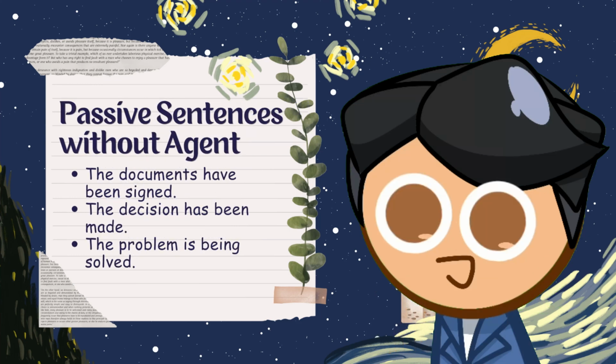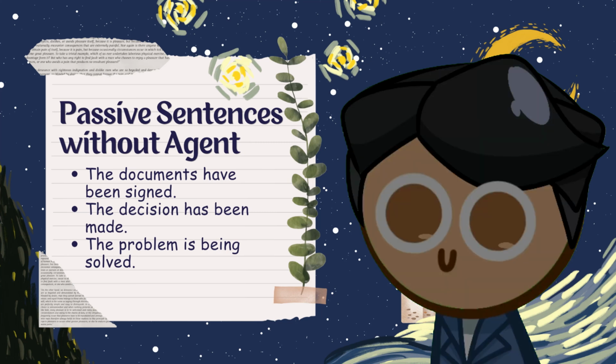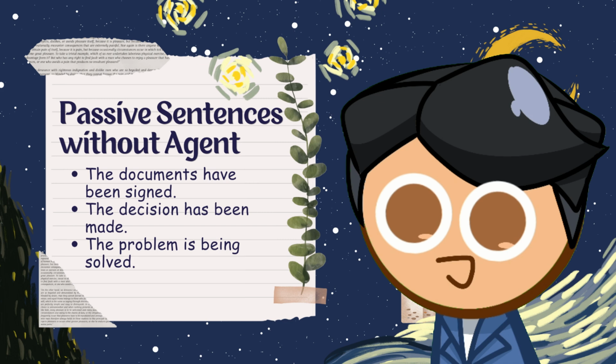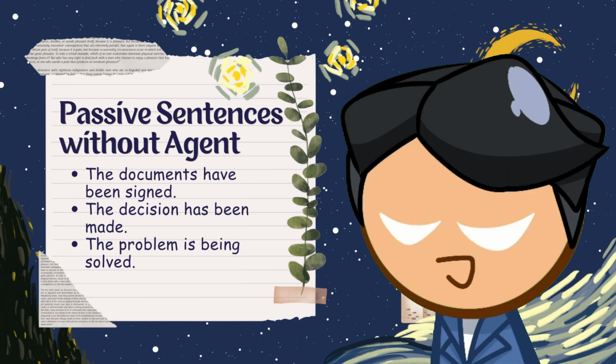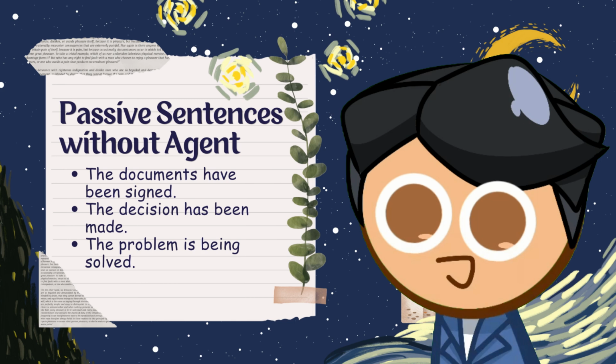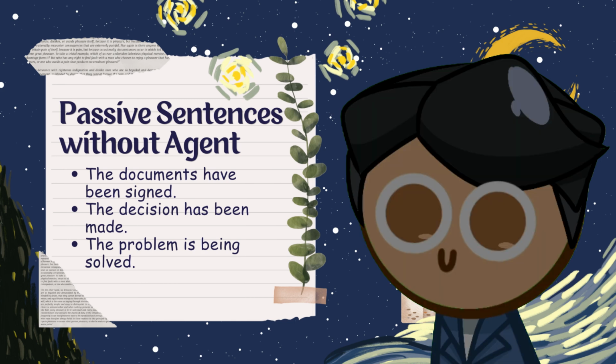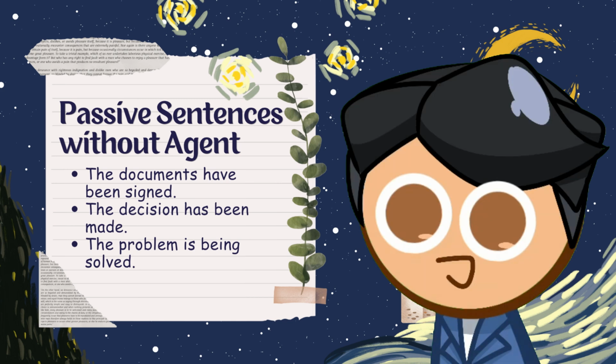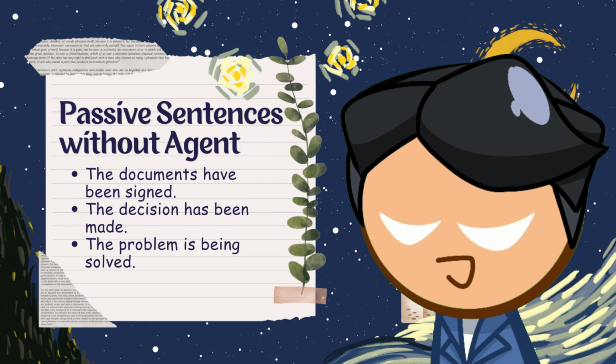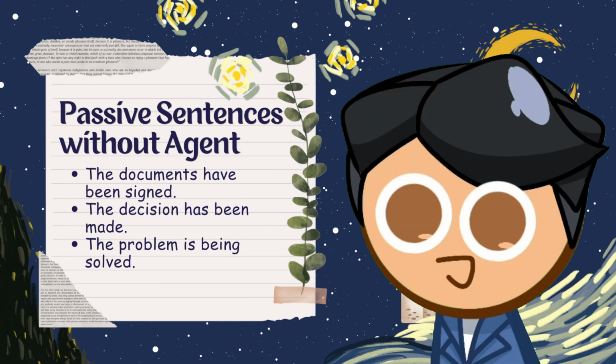However, we often use passive sentences without an agent, especially when the doer is unknown, not important, or already understood from the context. For example, the documents have been seen, the decision has been made, the problem is being solved. These focus purely on the action or result, not the person doing it.